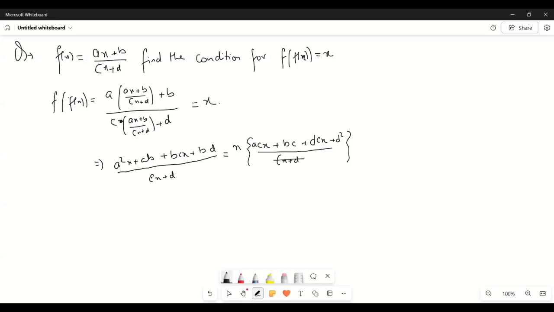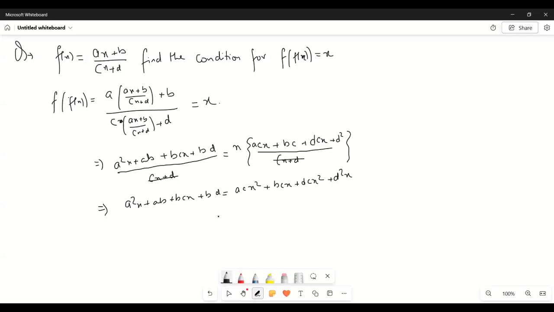तो cx plus d तो कैंसिल हो गया. यहाँ से if we create the similar terms together, तो a square x plus ab plus bcx plus bd is equal to acx square plus bcx plus dcx square plus d square x.